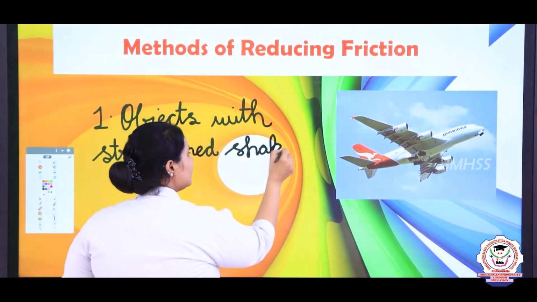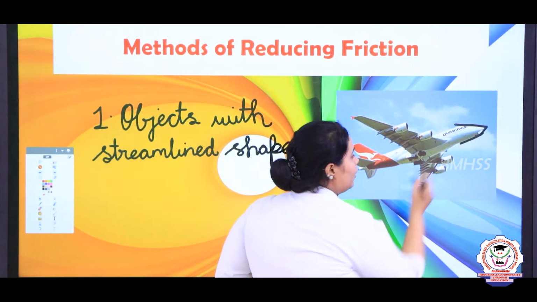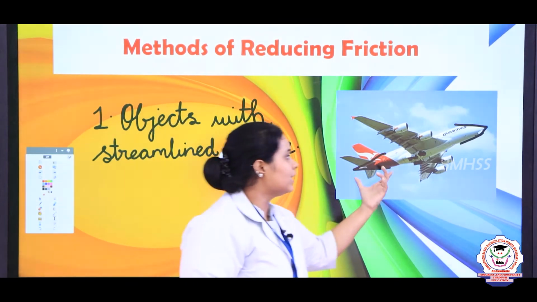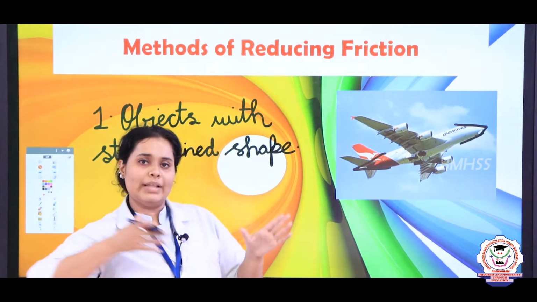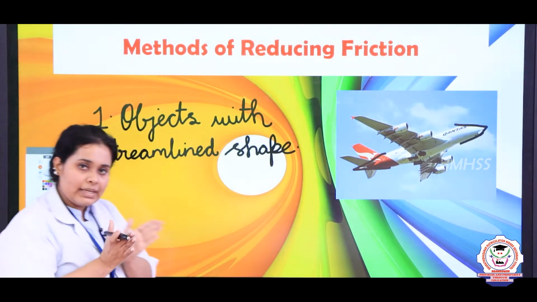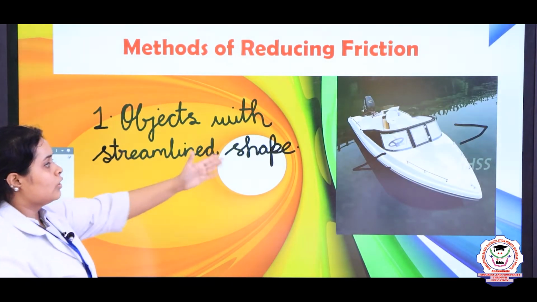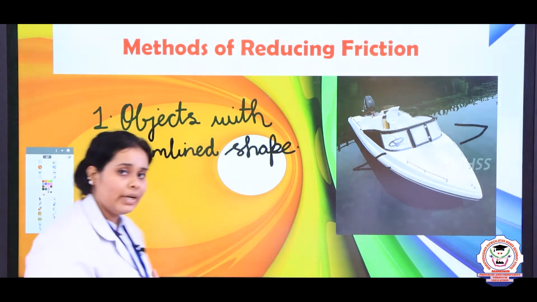So streamline shape means that from the front it will be narrow and even at the end it will be narrow. Especially you will see that in aeroplanes. In aeroplanes, the front part is very narrow and then it broadens and then it becomes smaller again, right? Same way you will see that in fishes too, okay? Then the ships or the boats. In the boats also the starting part is very narrow, right?